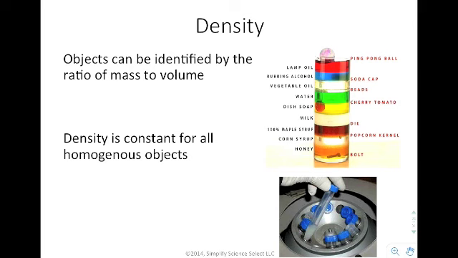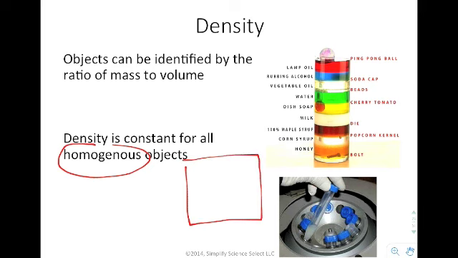Finally, we need to talk about density. Density, objects can be referred to by the ratio of mass to volume. The density is constant for all homogeneous objects, and what a homogeneous object is, it's the same everywhere. So if you were to take an example of orange juice. Orange juice is not considered to be homogeneous because you have pulp on the bottom and it's kind of watery at the top. So if I were to take a sample here and a sample here, I would get different substances based on where I take my sample. So that is not an example of something being homogeneous.